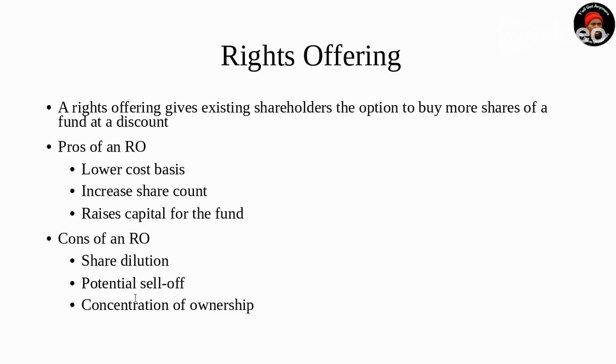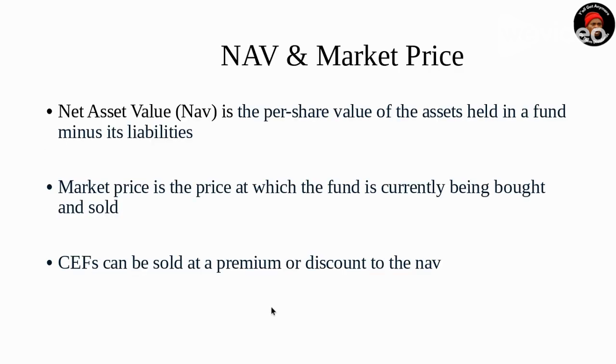Another con is also concentration of ownership. So you could have fewer people at the top of the fund owning more shares. If I come into the rights offering owning 1 million shares and I get to buy an additional 10 per every 100, then you can see how that concentration of ownership can start shifting toward a select few people within that fund.